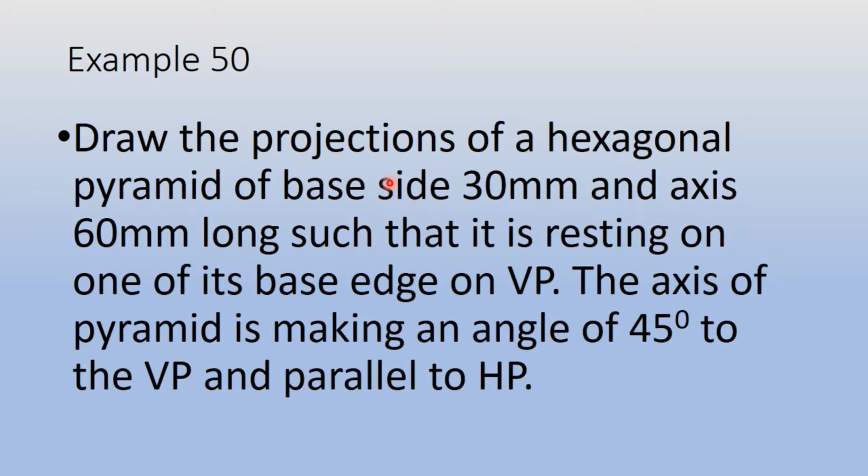So here again we are having a hexagonal pyramid of side 30 mm and axis 60 mm long, which is resting on VP again, but here the base edge is resting on VP. The base is not directly resting on VP, but the base edge is resting on the VP. This means that the hexagonal pyramid will be inclined to VP, and that angle of inclination is given as 45 degrees, and the axis is parallel to HP. Now we will see how to imagine this.